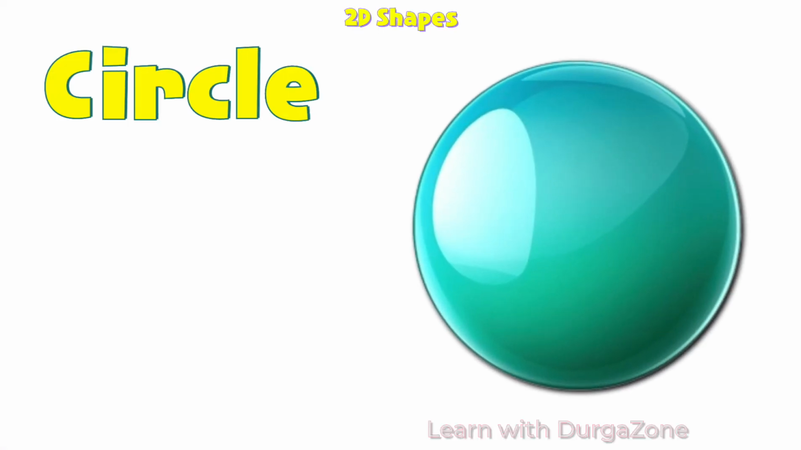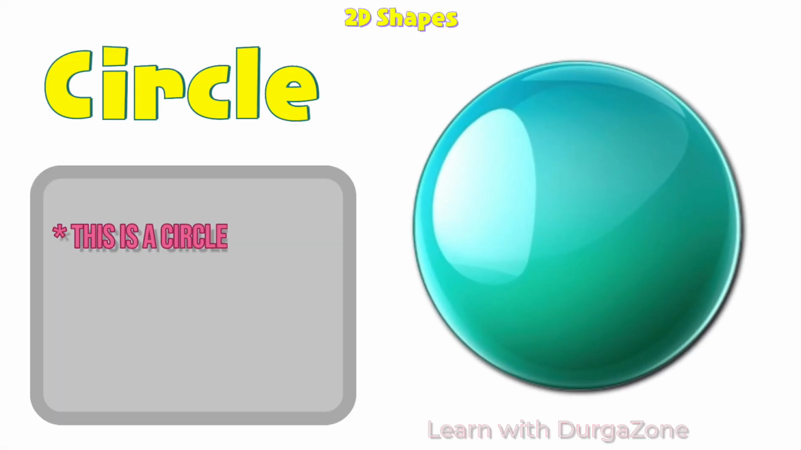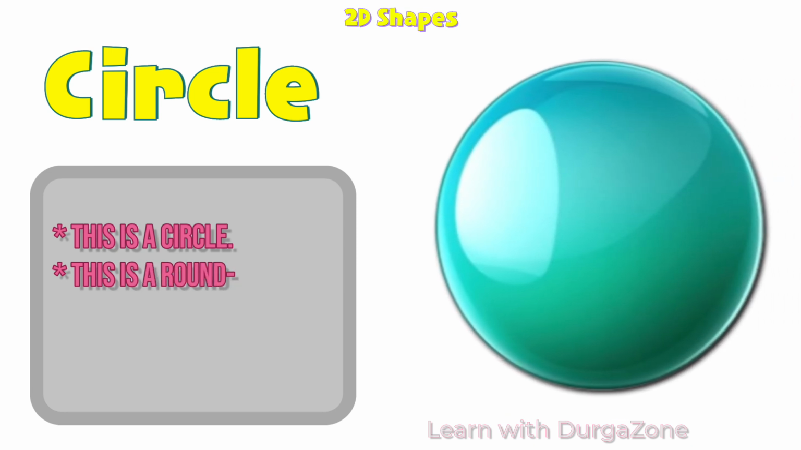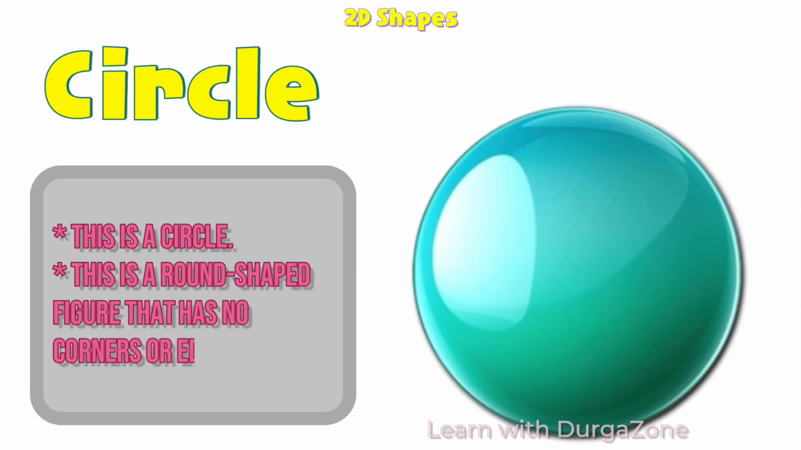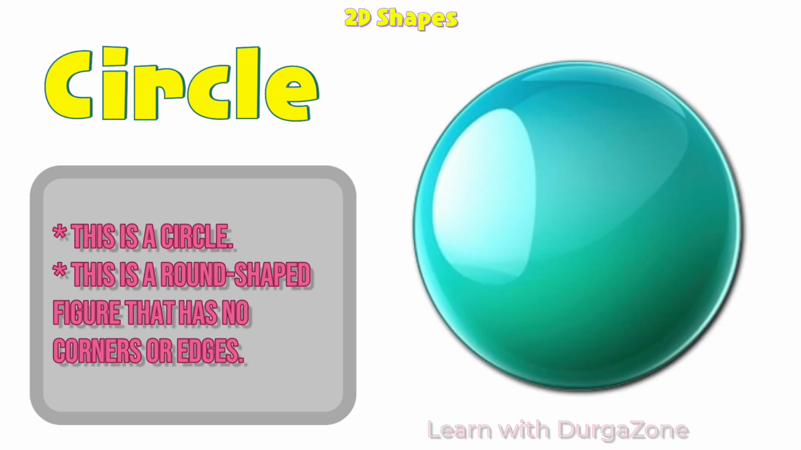सबसे पहला शेप है सर्कल। This is a circle. This is a round shaped figure that has no corners or no edge. That is called circle.